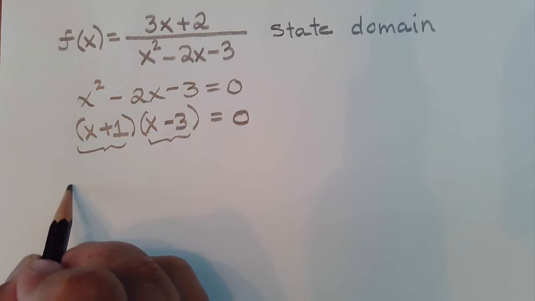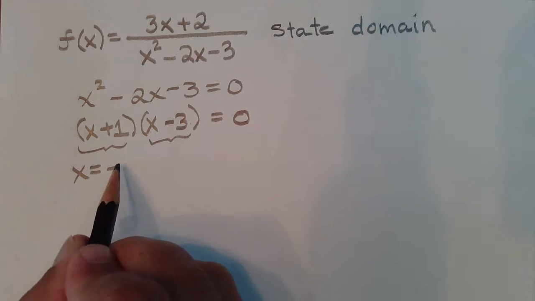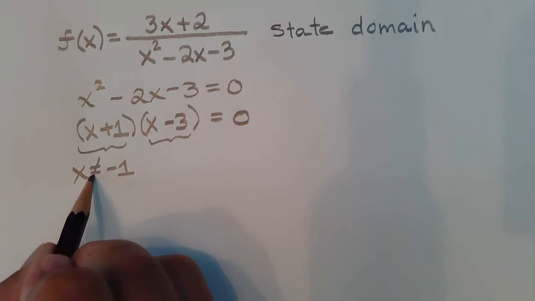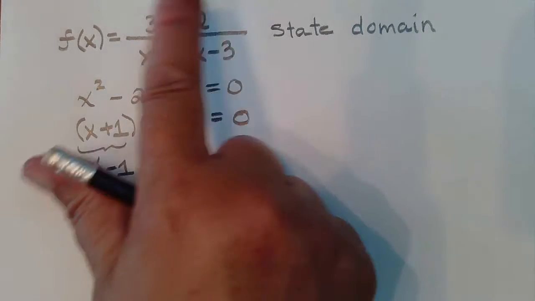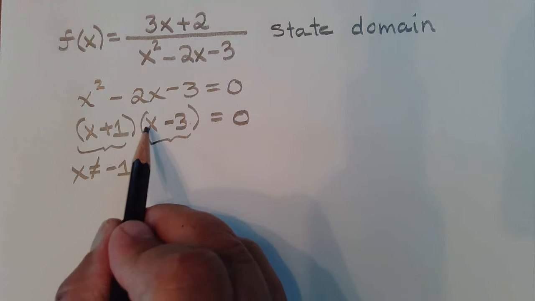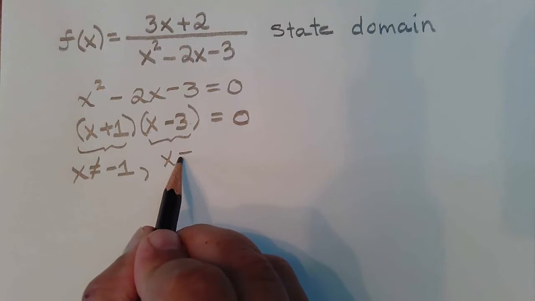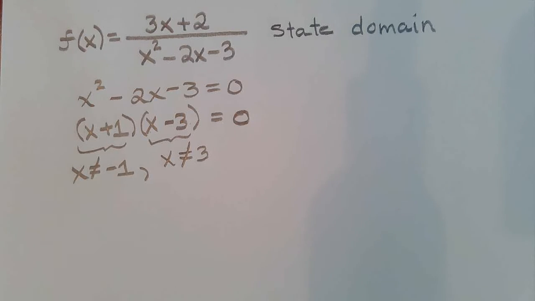So the value that would make this factor equal to 0 would be x equal to -1. And therefore that value is non-allowable. You cannot input this value for x because it would cause a 0 here, make the whole fraction undefined. You also cannot use 3. So x equal to 3 is another non-allowable value.